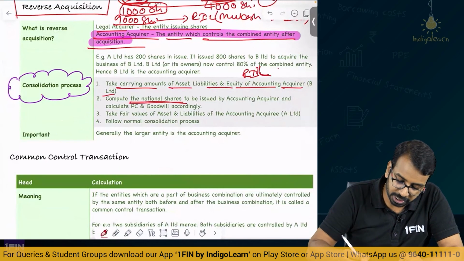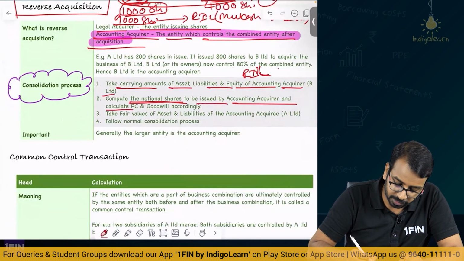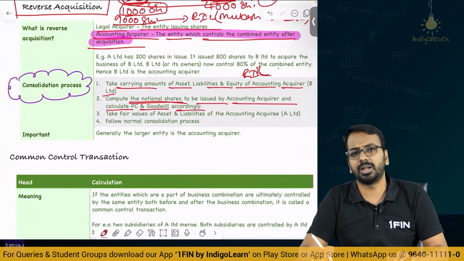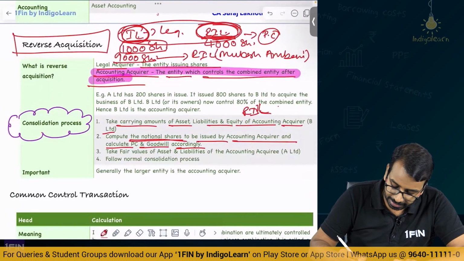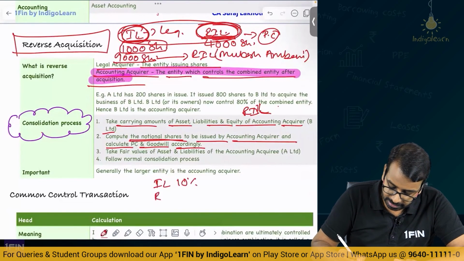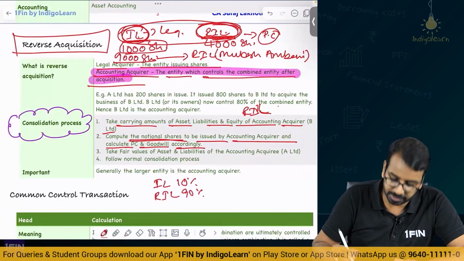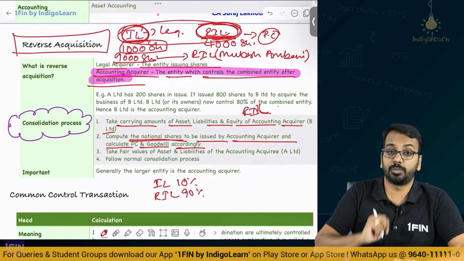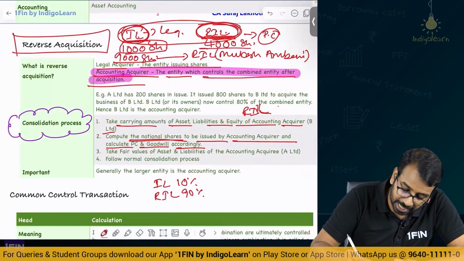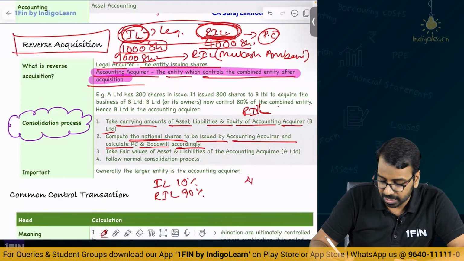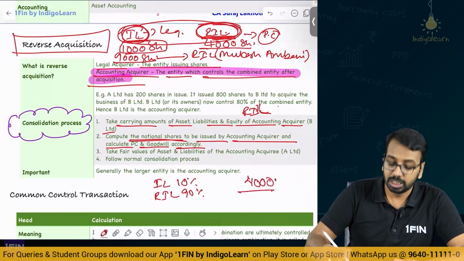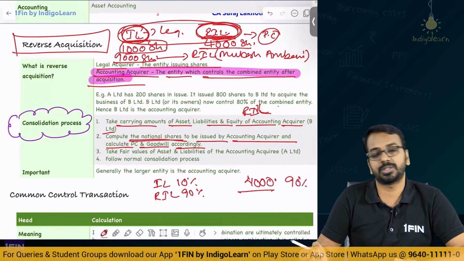Then you will compute the notional shares to be issued by the accounting acquirer and calculate the purchase consideration and goodwill accordingly. Now what does that mean? See, right now after the acquisition, IndigoLearn has 10% shares, Reliance Industries Limited has 90% shares. This is from the controlling point of view. Now if you say RIL has acquired, RIL has how many shares? RIL has 4000 shares. These 4000 shares give them 90% control.